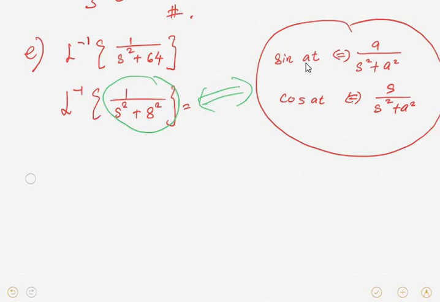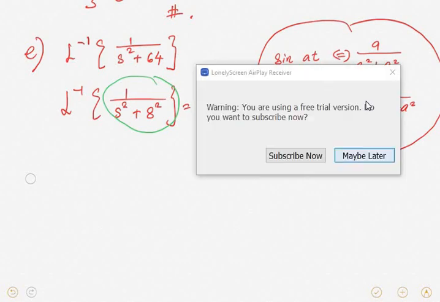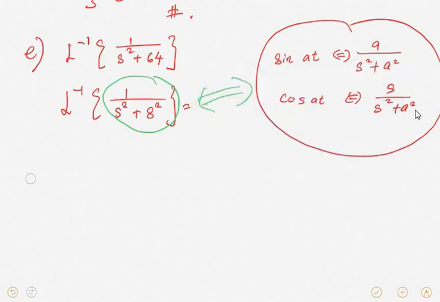So now, if you use the sin at, it should be a over s squared plus a squared. Okay, this one seems okay because a we can control on our own. But if you use the cos at, it is s over s squared plus a squared, which means that you need to divide by s. Okay, so it's less possible. So we use the sin at.